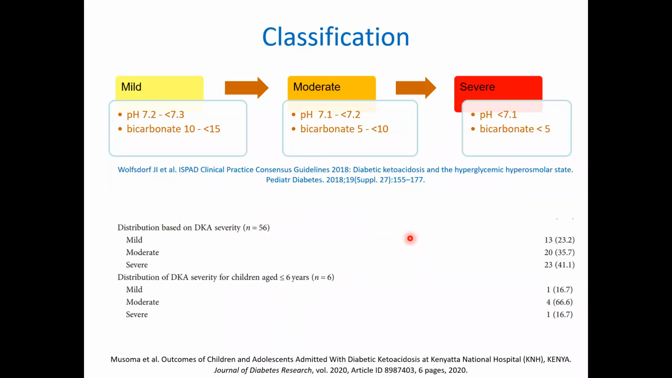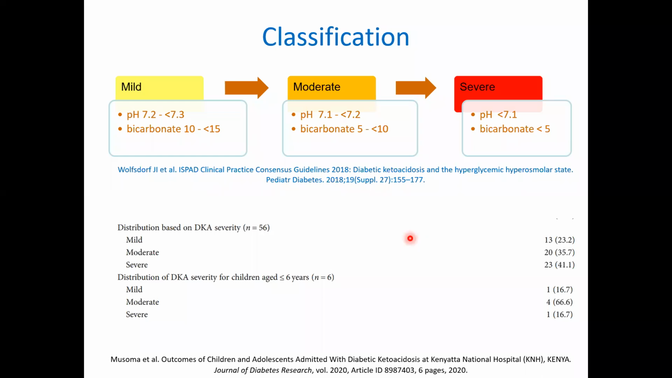So once you have made the diagnosis, then you need to further classify the patient into mild, moderate, or severe. Severe ketoacidosis is defined as the presence of a pH of less than 7.1 and a bicarbonate level of less than 5. Then a patient who has moderate DKA will have a pH of between 7.1 and less than 7.2 and a bicarb of between 5 and less than 10. Then mild DKA is defined as a pH of between 7.2 and less than 7.3 and a bicarbonate level of 10 to less than 15.